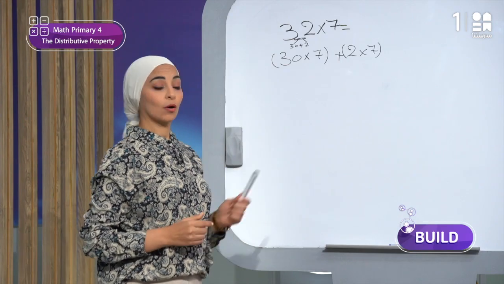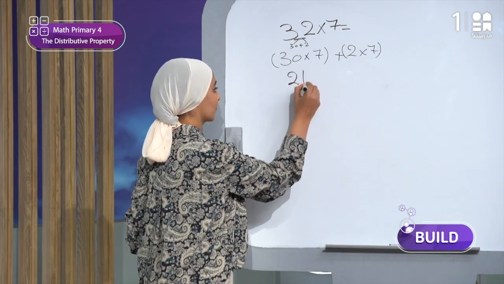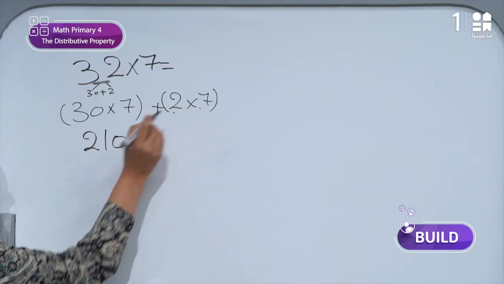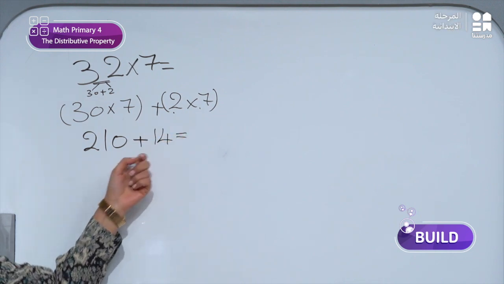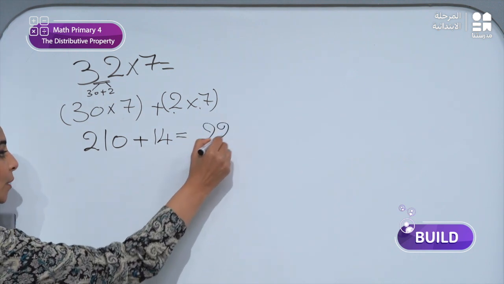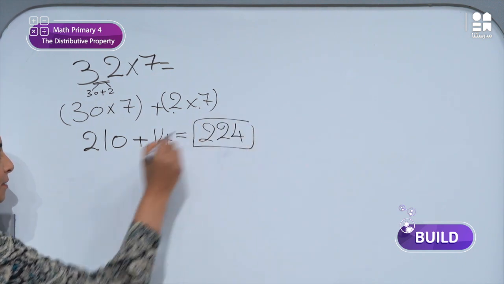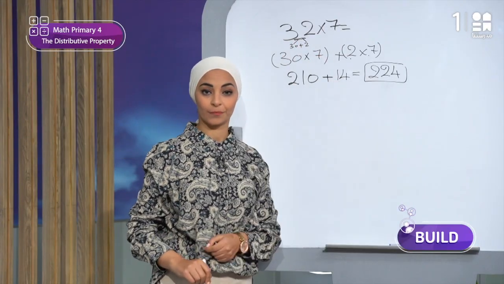Okay, so who can tell me 30 times 7 equals what? Of course, 210. Plus 2 times 7 equals what? Equals 14. I now need to do 210 plus 14. 210 plus 14 equals 224, and this is my answer. That means 32 times 7 equals 224.